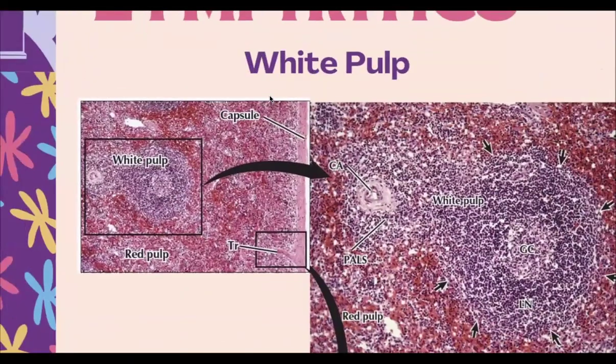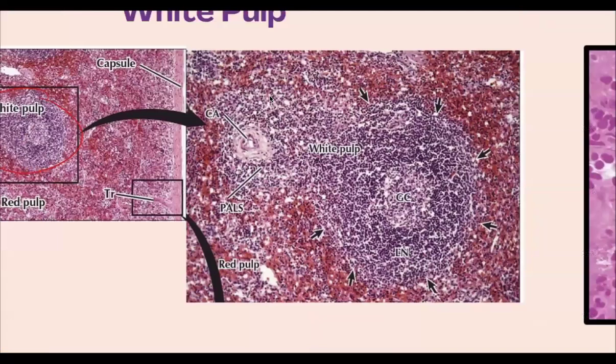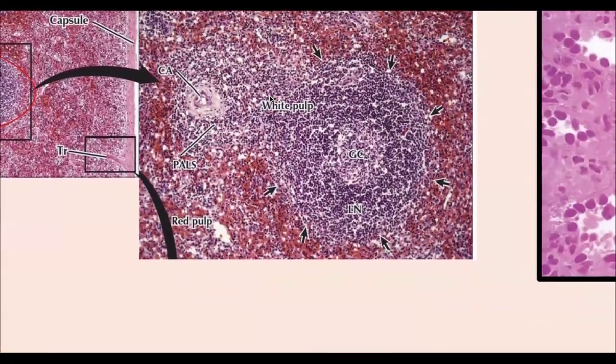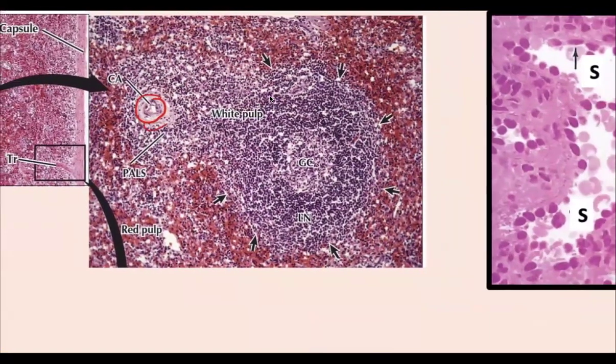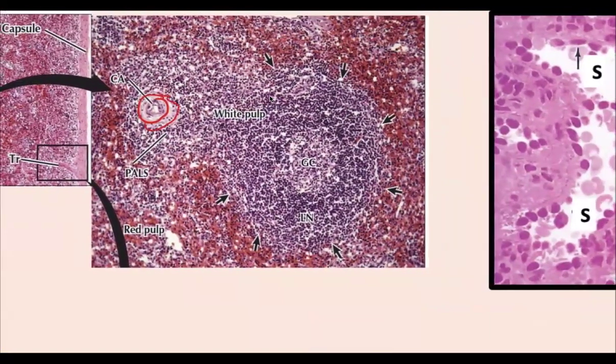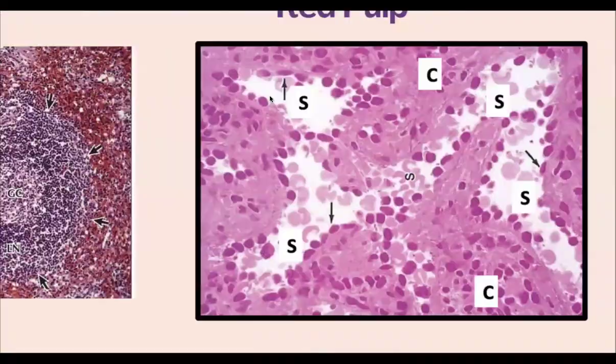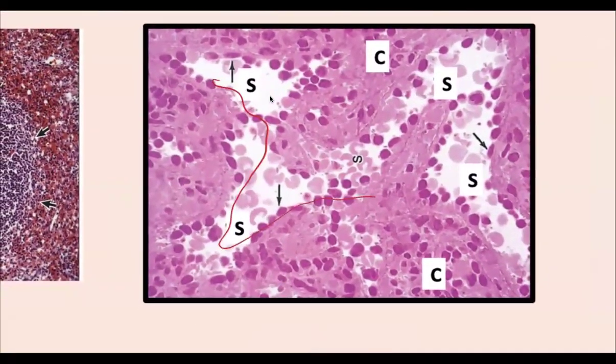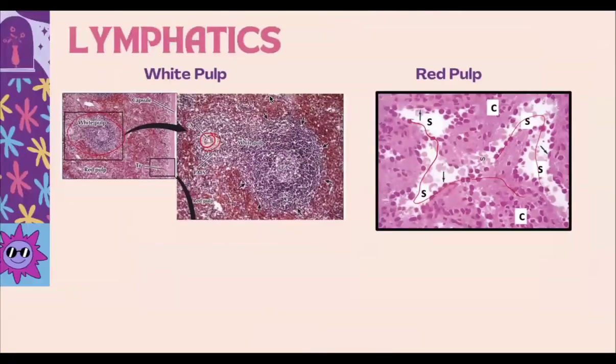You can see the majority of this is red, and then you see this area. This is the white pulp. Here is the central arteriole that we mentioned, and this is the PAL surrounding it. And then we come here, these are the sinusoids, the clear spaces through which blood can run through in the red pulp.